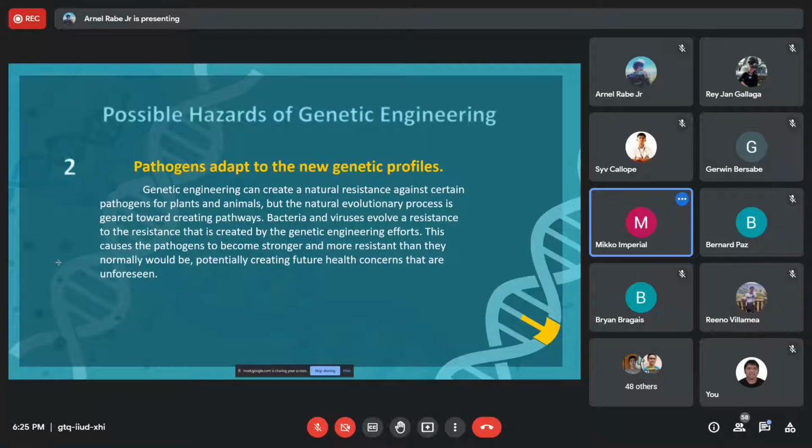Bacteria and viruses evolve a resistance to the resistance that is created by the genetic engineering efforts. This causes the pathogens to become stronger and more resistant than they normally would be, potentially creating future health concerns that are unforeseen. The third is the negative side effects that are unexpected.